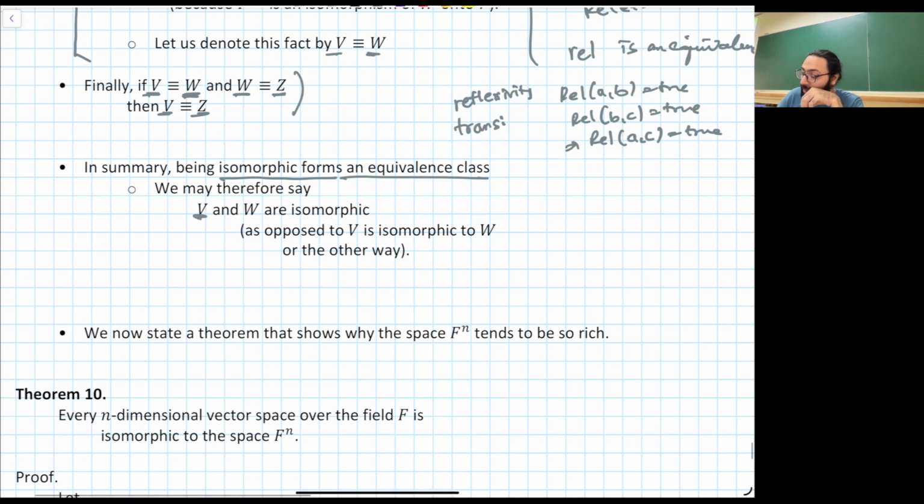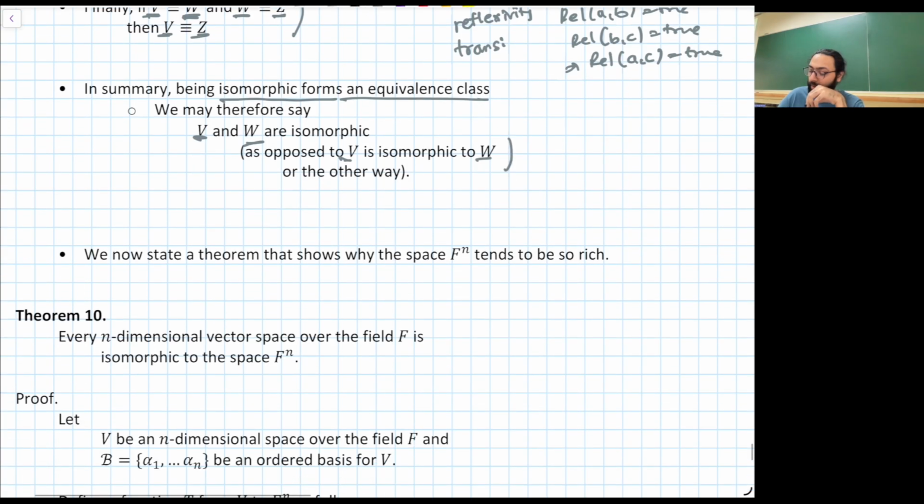Right. So V and W are isomorphic, as opposed to V is isomorphic to W. So we don't have to say which is isomorphic to which. They are the same things.